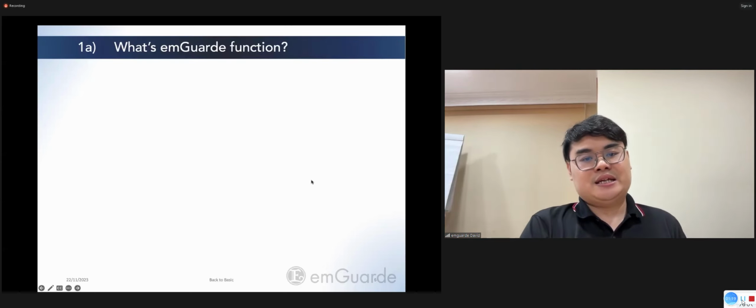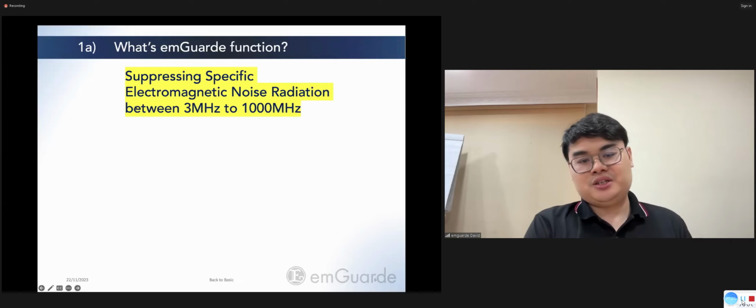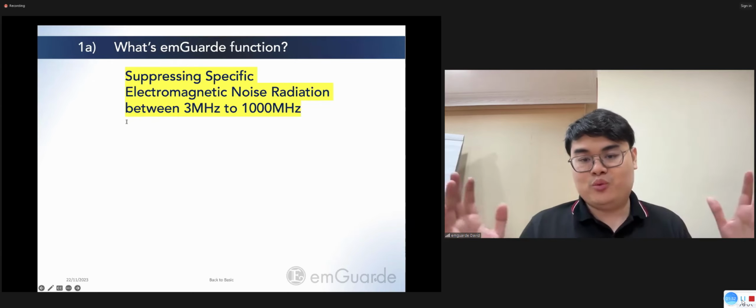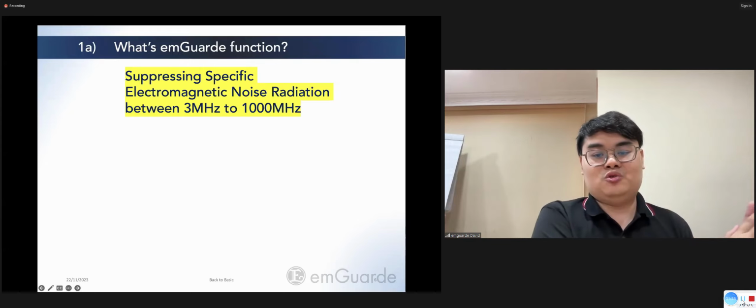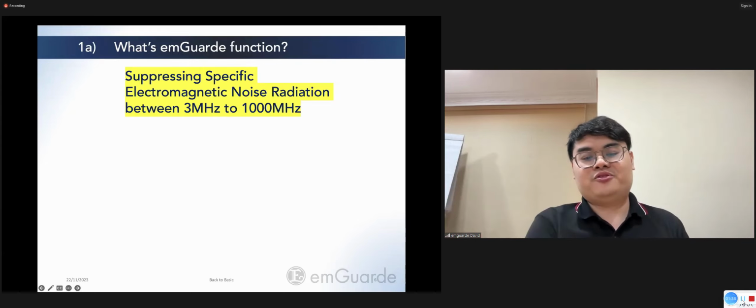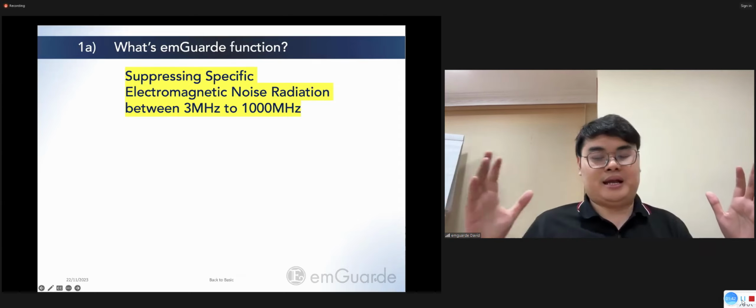So what's emGuarde's function? The proper way to answer this question is, emGuarde's function is to suppress specific electromagnetic noise radiation between, this is the frequency bandwidth given by the developer, anything between 3 megahertz to 1000 megahertz. So it is a very specific frequency range between 3 megahertz to 1000 megahertz.